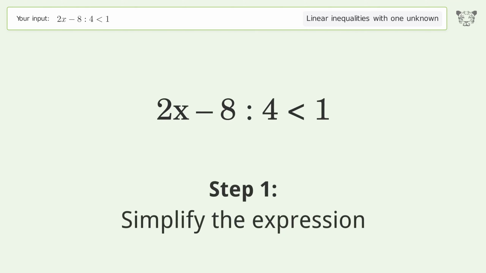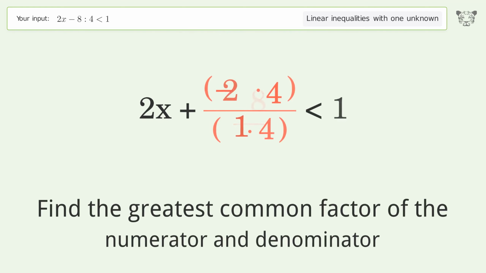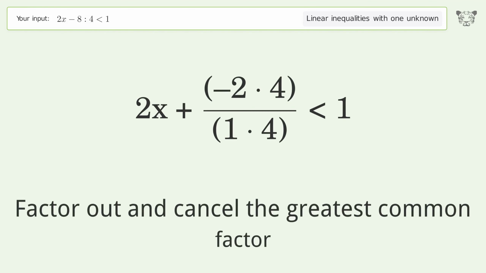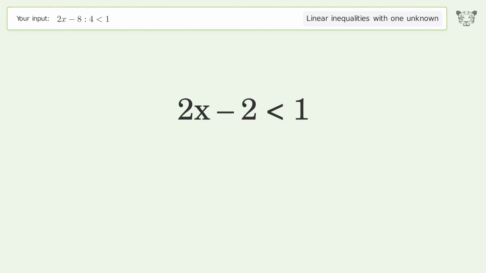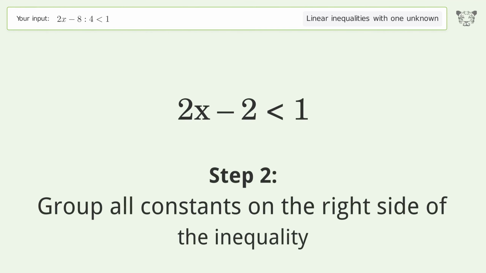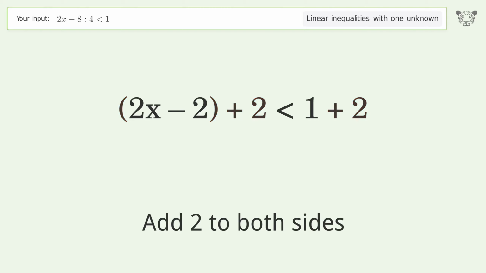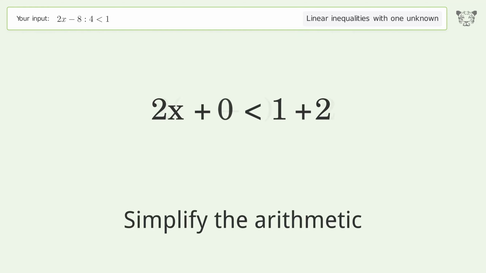Simplify the expression. Find the greatest common factor of the numerator and denominator. Factor out and cancel the greatest common factor. Group all constants on the right side of the inequality. Add 2 to both sides. Simplify the arithmetic.